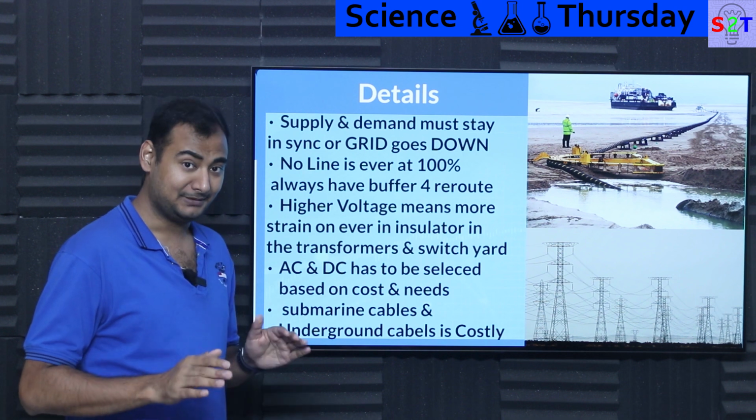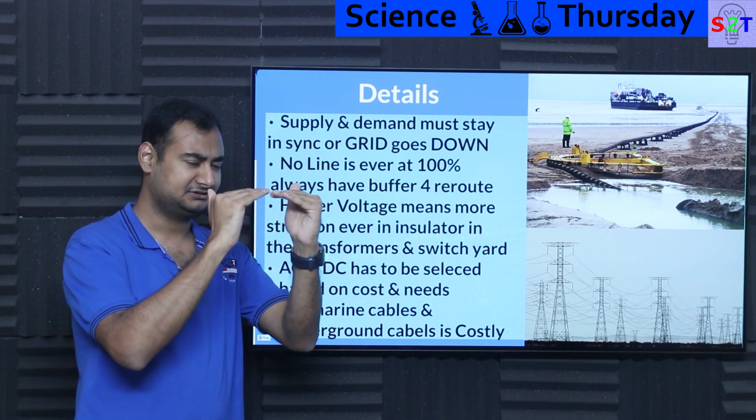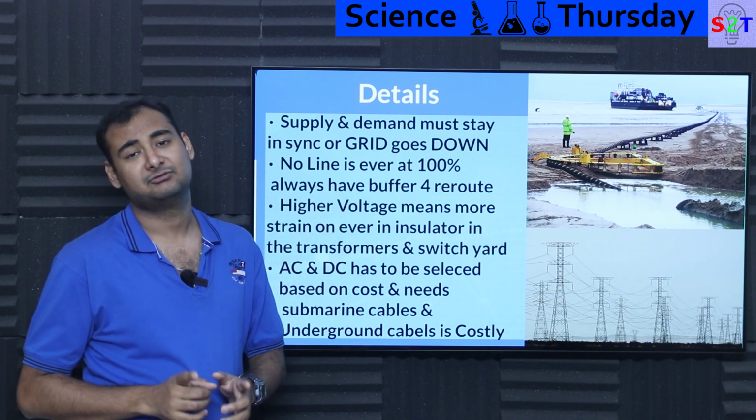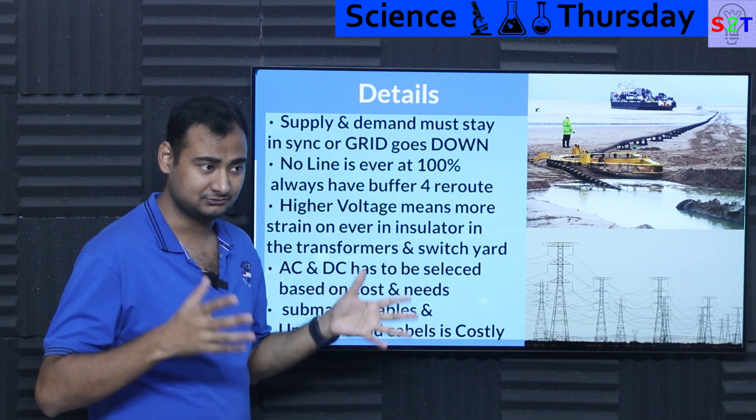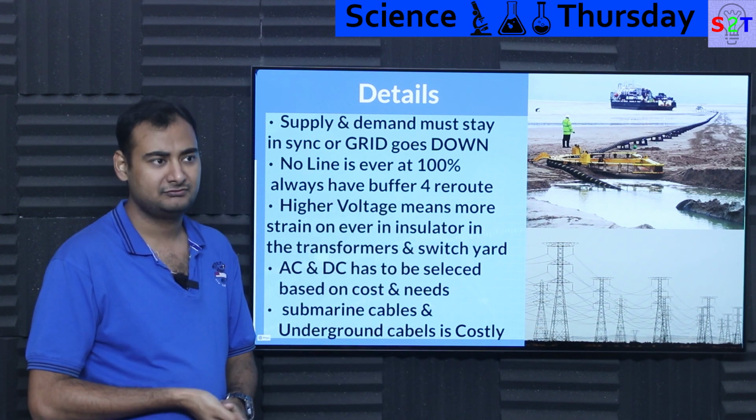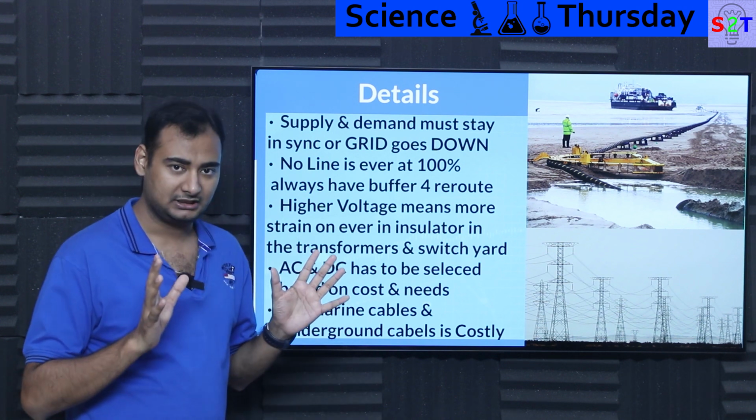So you have to manage it. Supply and demand must remain very close to each other. They are almost chasing each other. So it has to be done. Now, no line is ever at 100%. This is one critical aspect, because everybody who started to connect all these grids realized very early on that you could require a scenario where you have to reroute power. There could be hundreds of reasons for rerouting power, or diverting things.